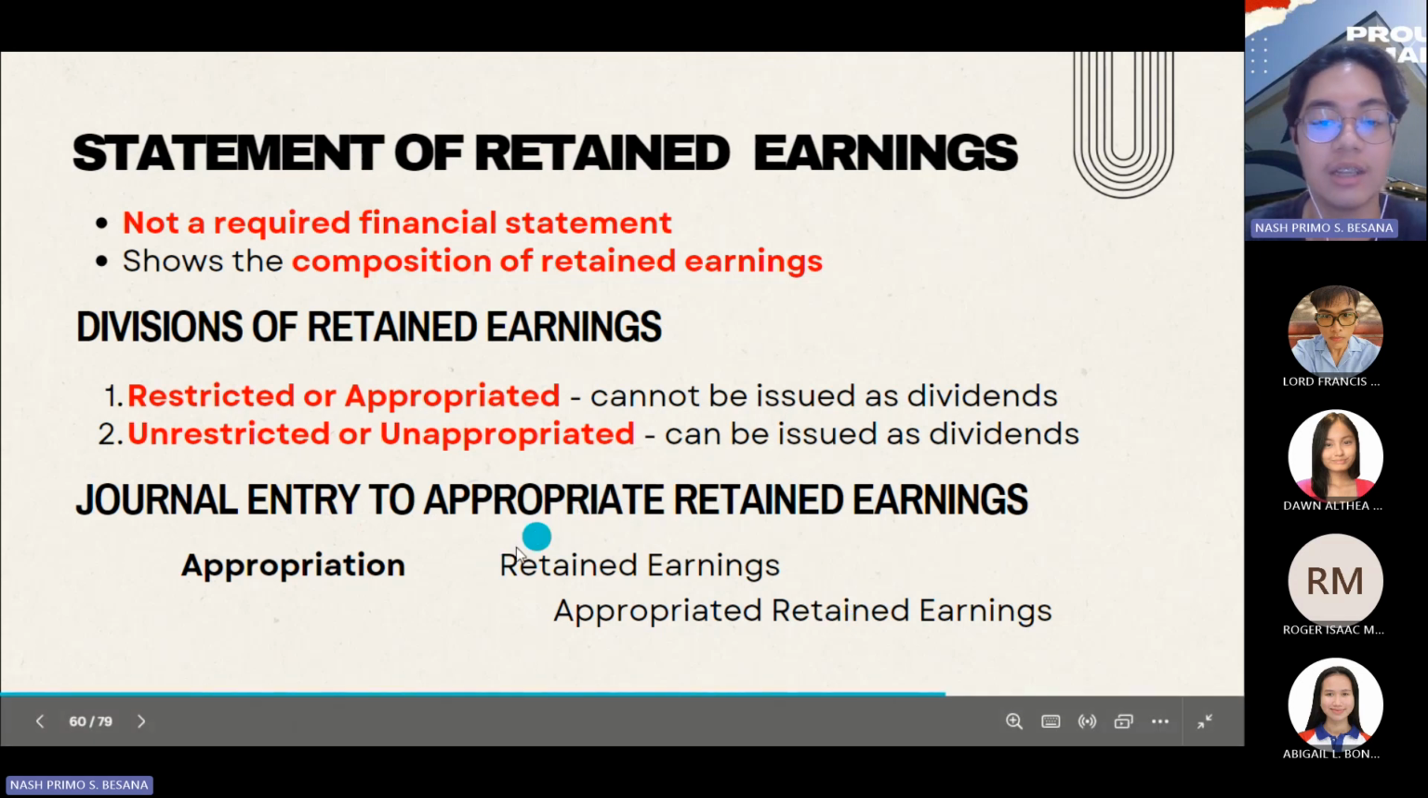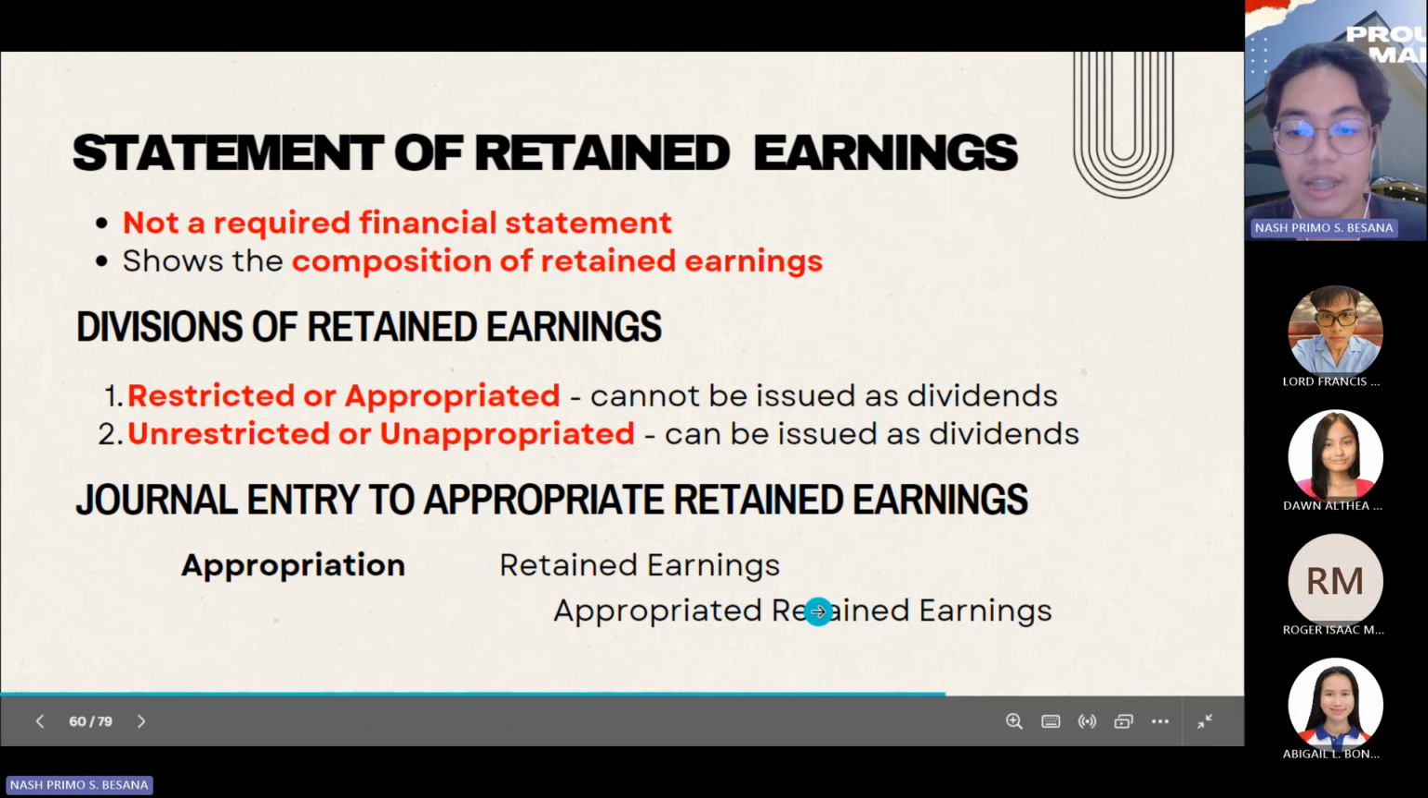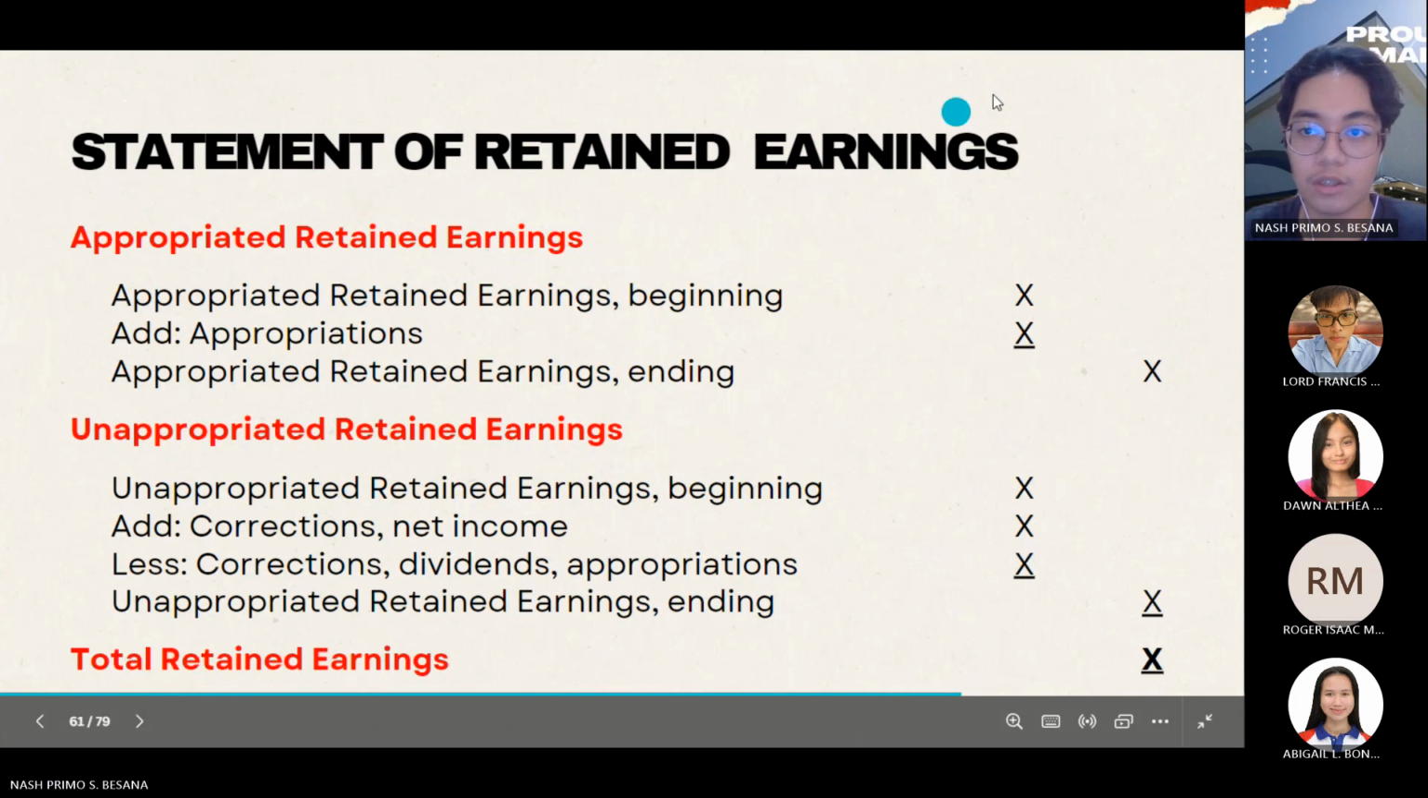Kapag retained earnings, it can be parang implicit na agad na unrestricted siya. Pero pwede din naman yan unappropriated retained earnings, but mas common na ginagamit retained earnings as it is. And then credit appropriated retained earnings. So this is the format for statement of retained earnings. Nawala ba yung slide?